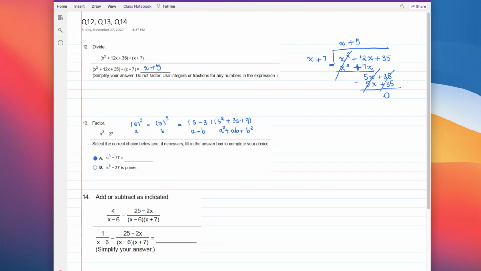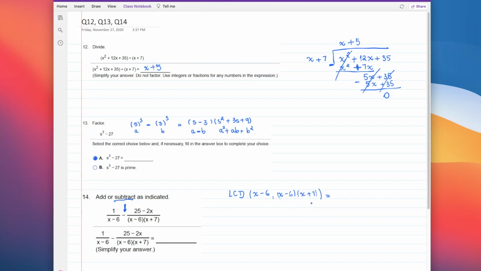Number 14. In this case, we're going to subtract. There is a minus here. So you have a rational expression and another expression, and you subtract them. Pay attention that they have different denominators. Just like with regular fractions, you're going to find the least common denominator between x minus 6 and the product of x minus 6 and x plus 7.